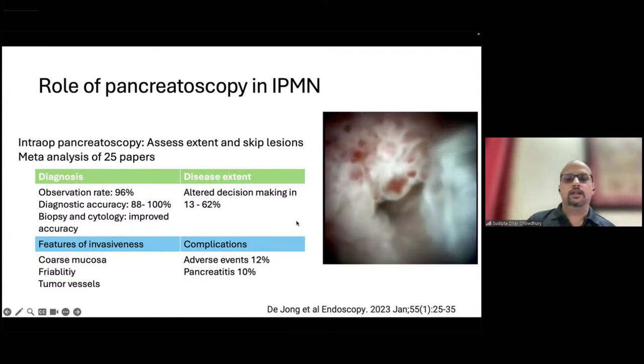Now, the extent to which intra-pancreatoscopy altered the diagnosis is 13 to 62%, and it also helped in decision making on whether the patient goes for only a Whipple's or a total pancreatectomy. The features of malignancy include friable mucosa and tumor vessels. But this comes with complications, and the risk of pancreatitis is to the tune of 10%, which is fairly high.